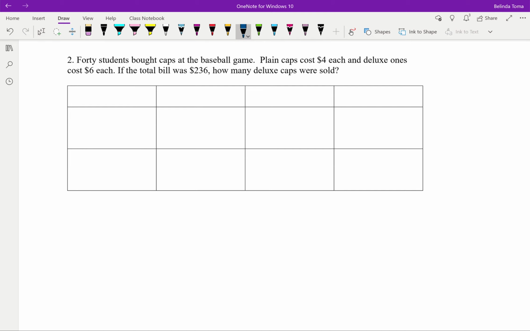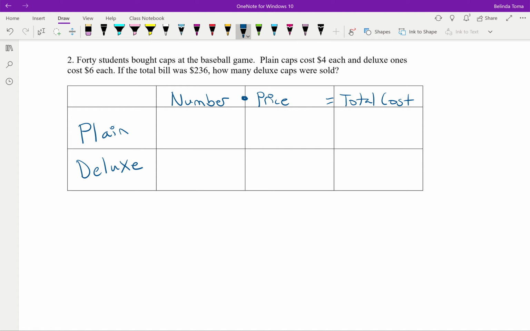All right, so here we have plain caps that cost $4 each, and deluxe ones cost $6 each. The total bill was $236, and we want to know how many deluxe caps were sold. So this is fairly similar to our last problem in that we have two categories, plain and deluxe. And across the top, I'm going to think in terms of number. I'm going to do price because these are priced at a certain amount, and that's going to equal our total cost.